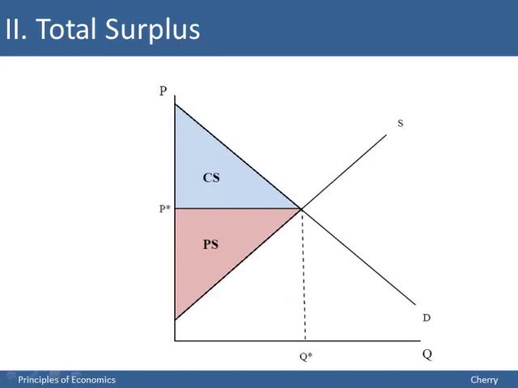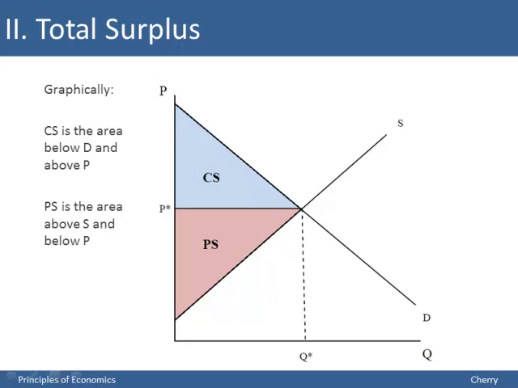So here we look at it graphically, and here we look at consumer surplus and producer surplus. Again, consumer surplus is between the demand curve and above the market price, that blue shaded area. The producer surplus is the area below the market price but above the supply curve, and that is represented by the red shaded area. Right, so the total surplus is, as I said before, consumer surplus plus producer surplus.